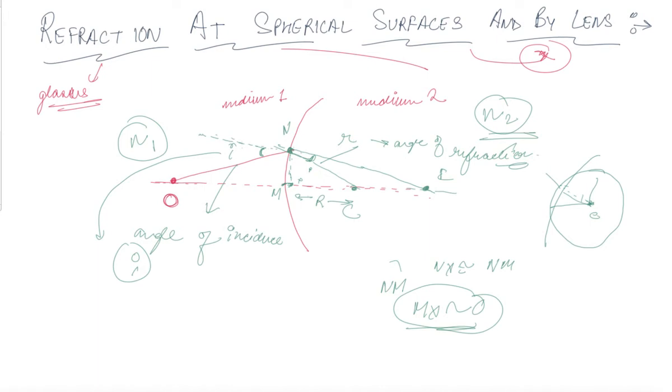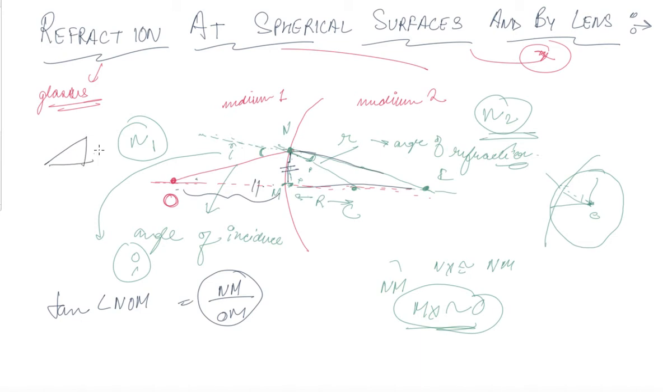Moving further, look at tan of angle NOM. Keep in mind this is a right angle triangle, with perpendicular, base and hypotenuse. Tan theta is perpendicular upon base, so tan of angle NOM is NM upon OM. By using this, we have derived this.